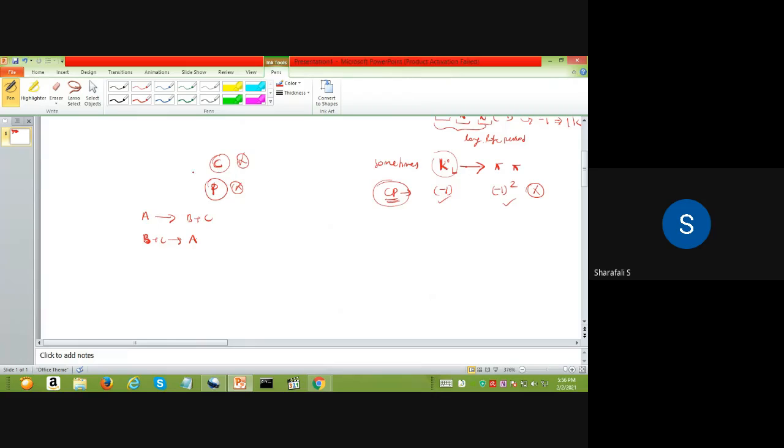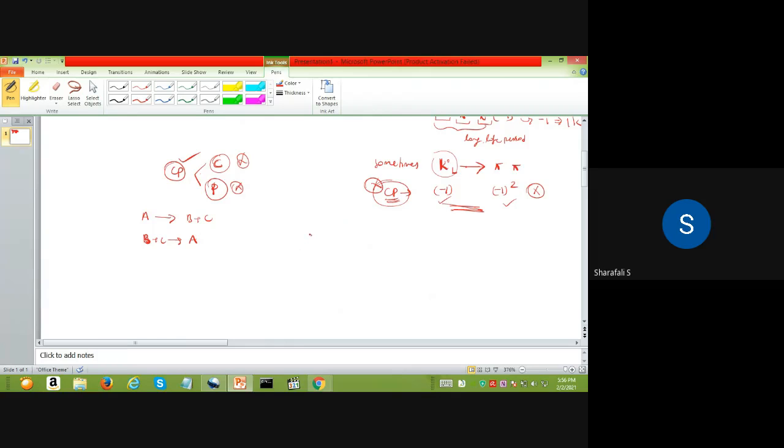Then we considered C and P together, C plus P. We asked whether CP symmetry is allowed or conserved in these interactions. For almost all interactions it is okay, but later it was found that for kaons it is again violated. So CP symmetry is also broken.